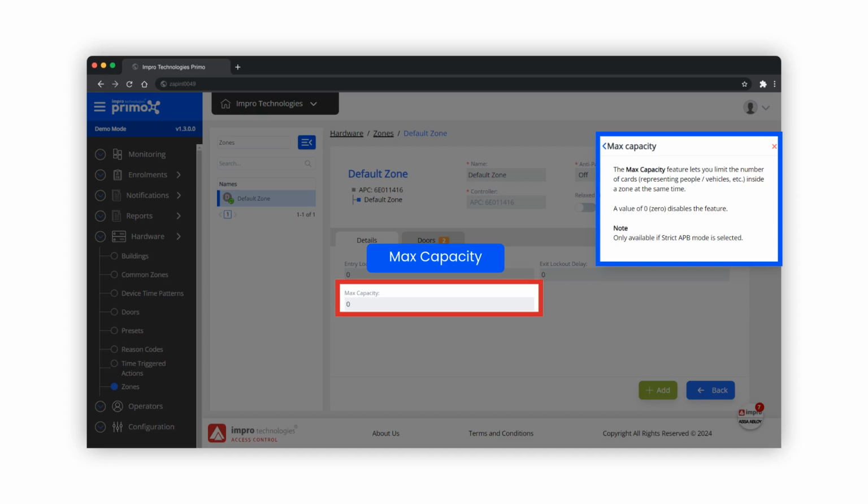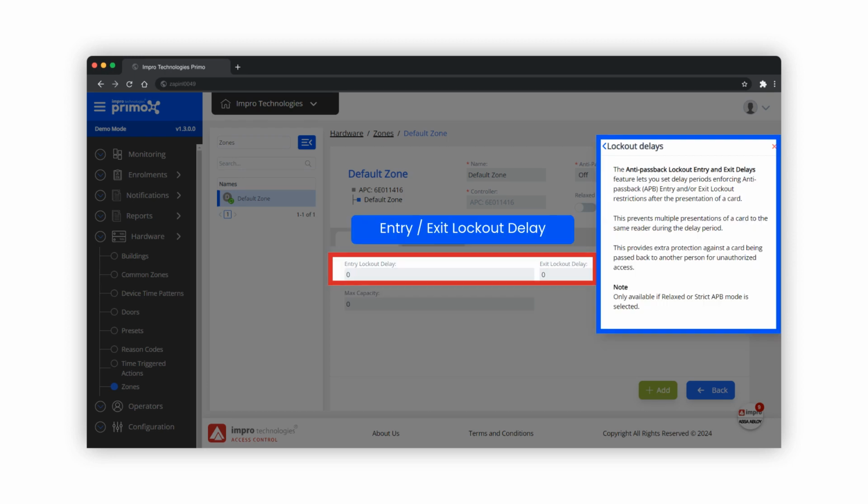The max capacity feature lets you limit the number of cards, representing people, vehicles, etc., inside a zone at the same time. A value of 0 disables the feature. Lockout entry and exit delays feature lets you set delay periods enforcing anti-passback entry and/or exit lockout restrictions after the presentation of a card. This prevents multiple presentations of a card to the same reader during the delay period.